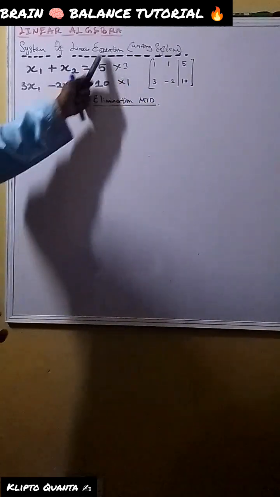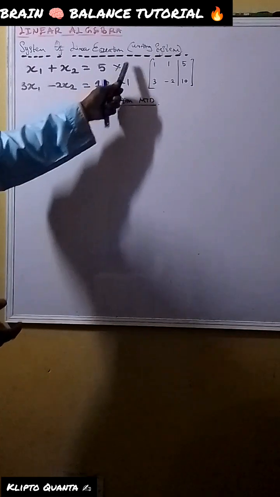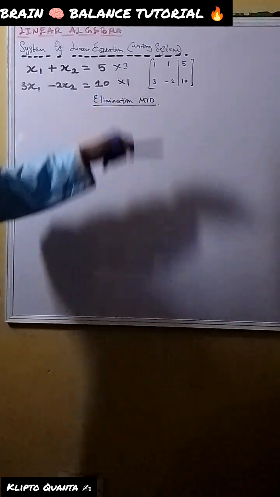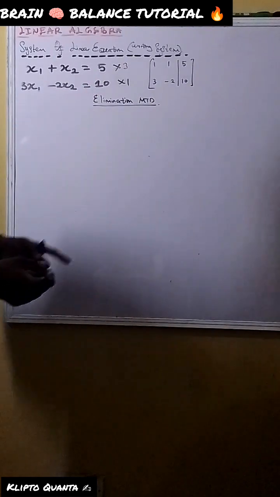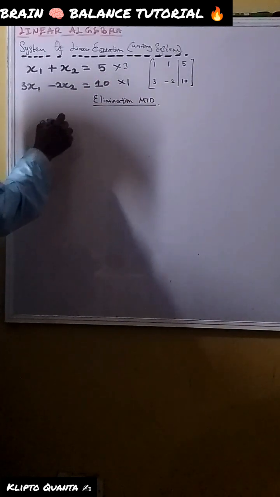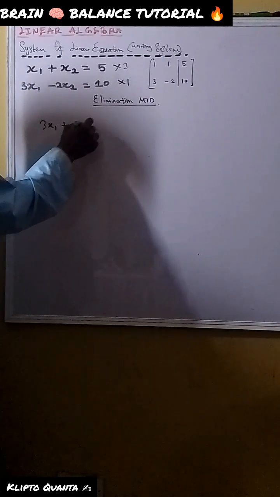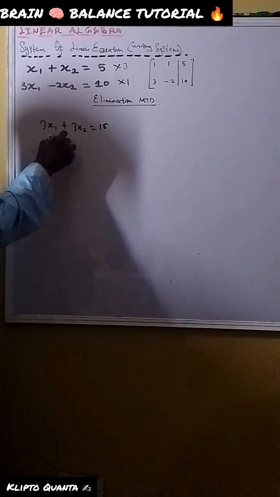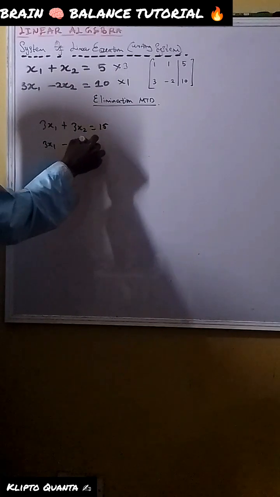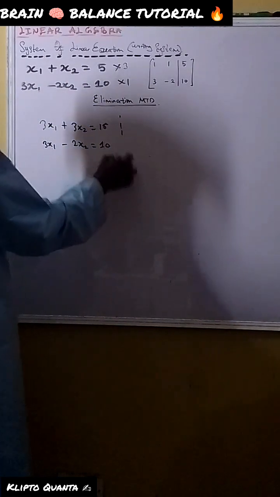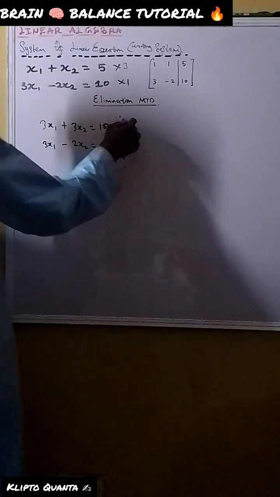Now if you look at what we just performed here, it's like using 3 times row 1 under row 1 and 1 times row 2 under row 2. If you want to break it down into this particular matrix now, you can have this. Now you have 3x1 plus 3x2 equals 15. Then what do we have here? We still have our 3x1 minus 2x2 equals to what? Equals 10.